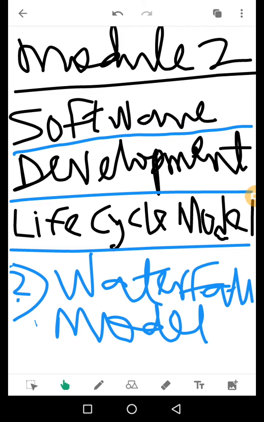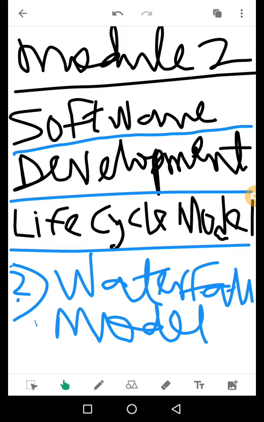For the disadvantages, adjusting scope during the life cycle can kill the project because the waterfall model is rigid. So making adjustments can kill the project.